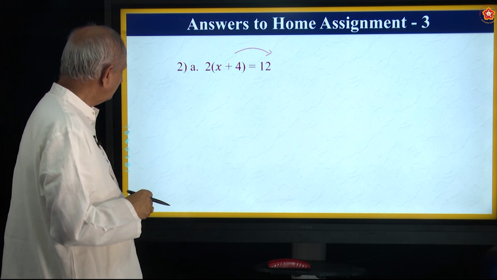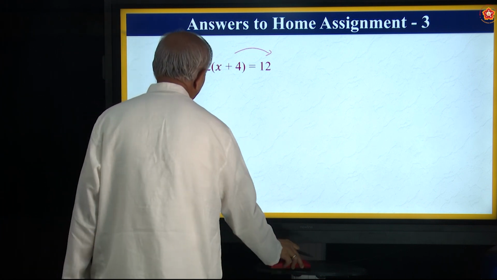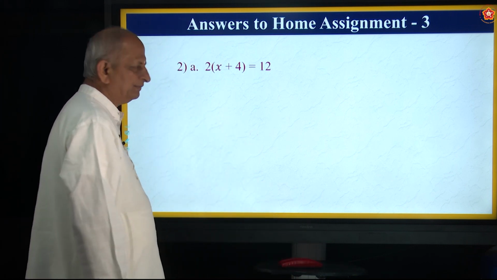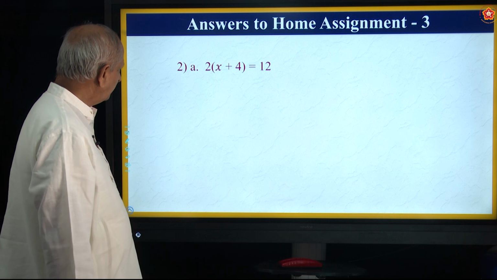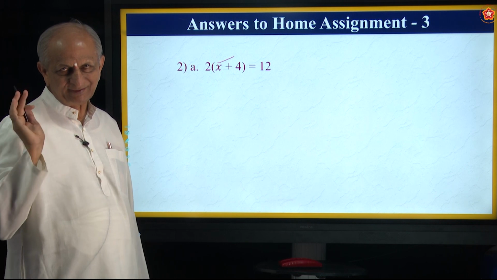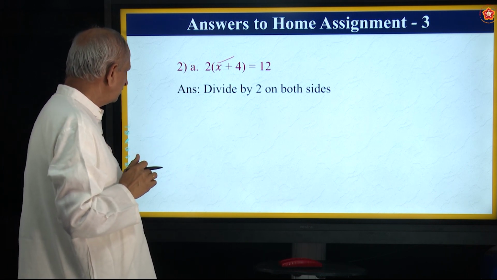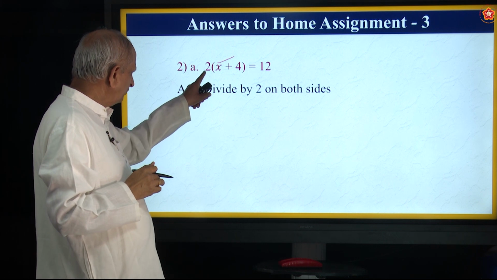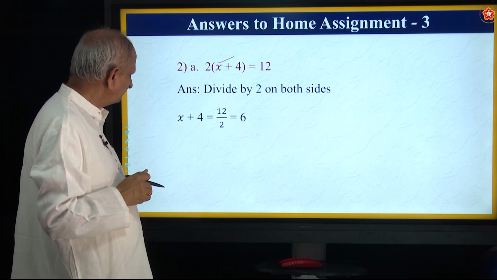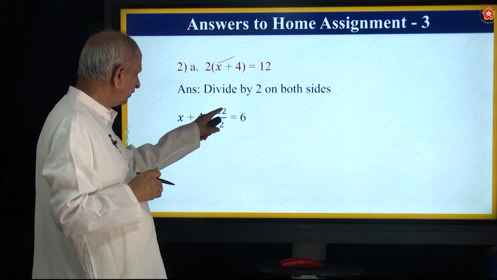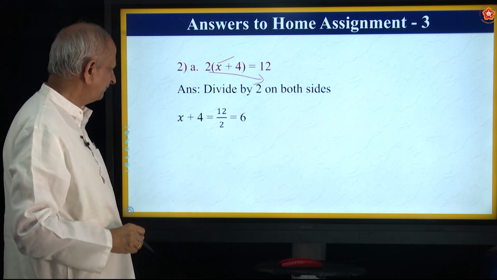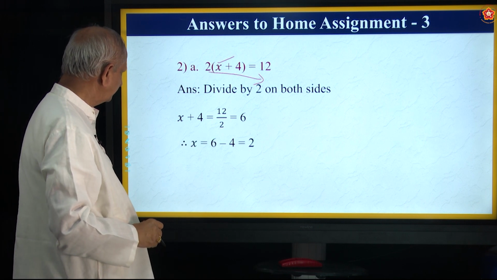Okay. Now, here is another question. 2 into x plus 4 equals 12. Now, what is our variable here? X. So you have to find the value of x, correct? First we will remove this 2 here. Divide by 2 on both sides. You get x plus 4 equals 12 by 2. When you bring this 2 to this side, it becomes by. 12 by 2 becomes 6.